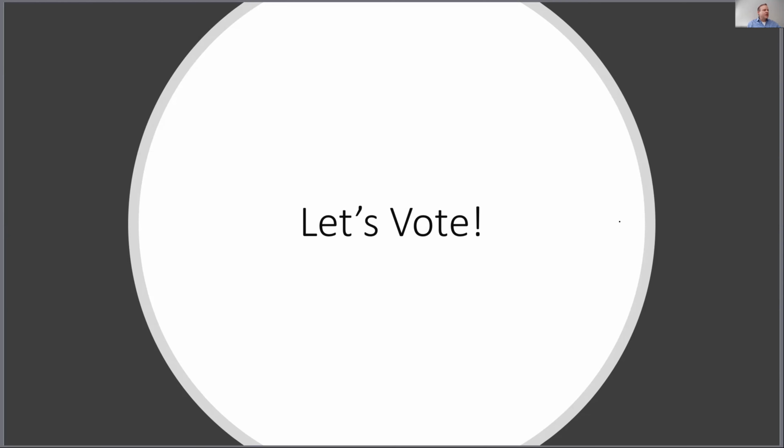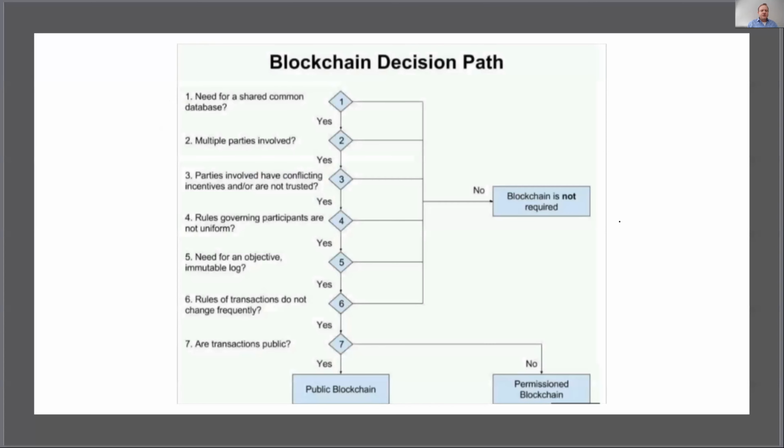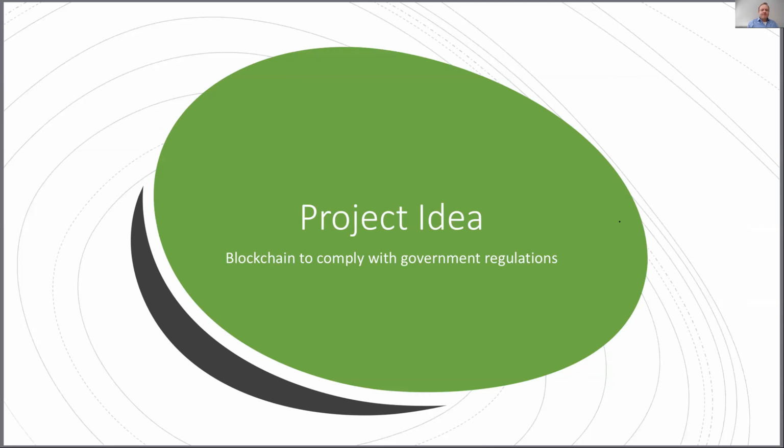Okay, moving right along. Again, here's the blockchain decision path again. I'd like to just sear this into everyone's consciousness because it really helps define whether you need it or not. Again, if you recall, I like to repeat myself a lot. Since this is new technology, I want to repeat what I feel is important, that great ideas can come from government regulations where they'll pop up and say, hey, you have to track this.